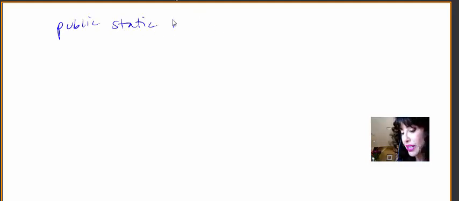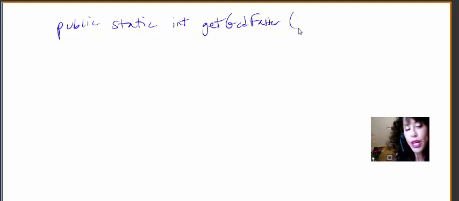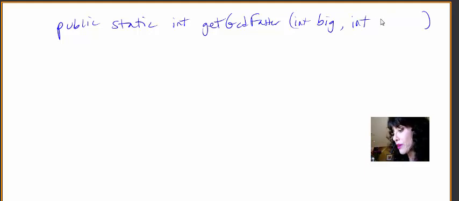So let's take a look here. The header, public static, and it's not going to be void. We're going to return an int. And I think we said call it getGCDFaster. And we're going to have two parameters here. And I'm going to assume that the first one in the first position is the bigger of the two. So I don't have to put in extra logic there.